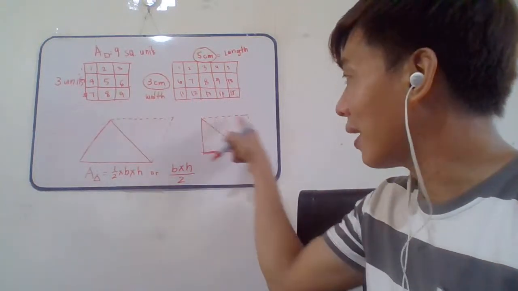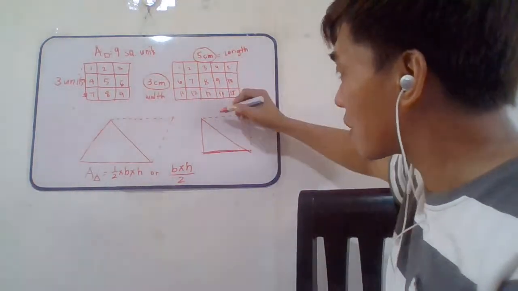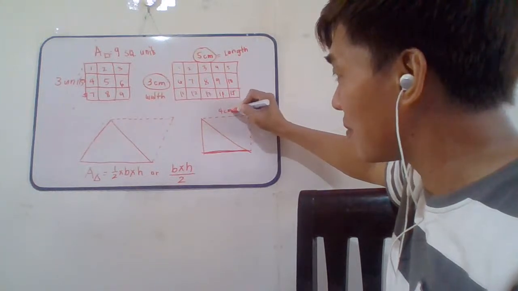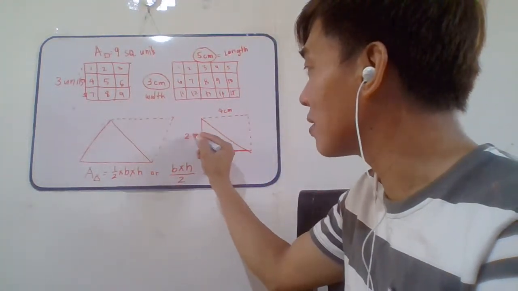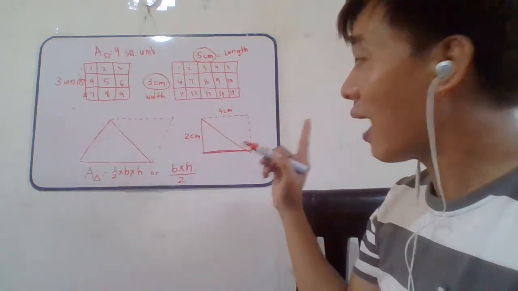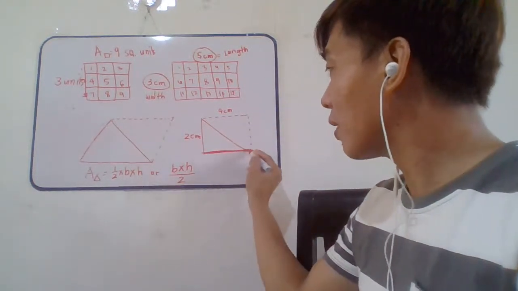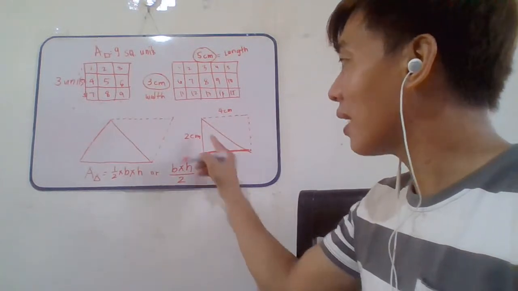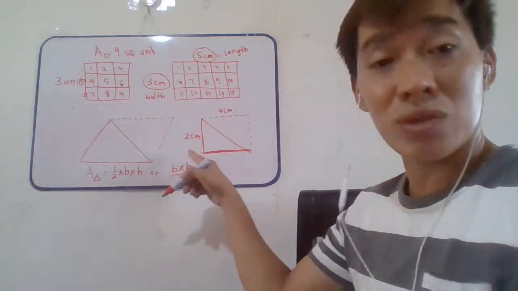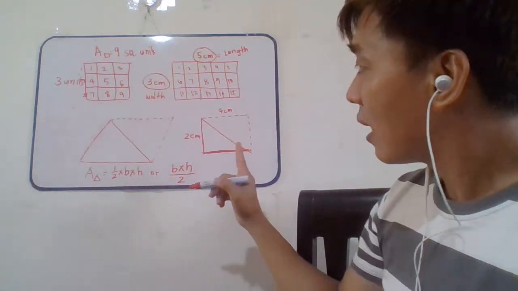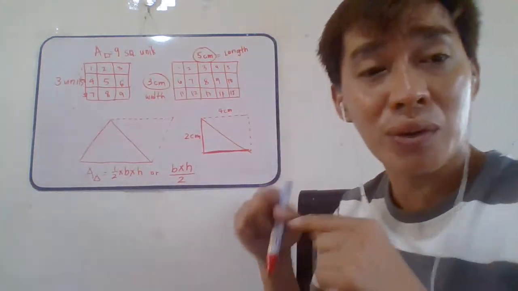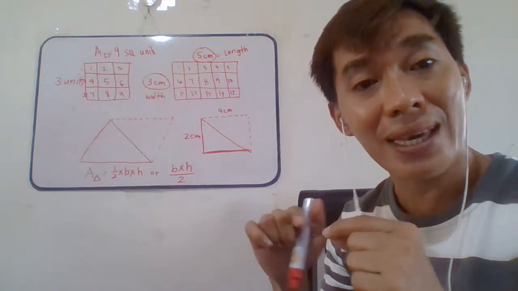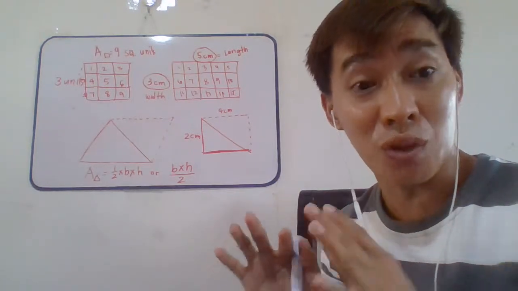Am I right? Length. For example, this is 4 centimeters. And here, that is 2 centimeters. So, it is understood that the length here is 4 centimeters and the width here is 2 centimeters. Now, to get the area, if you wish to make a grid so you will understand better, you may.